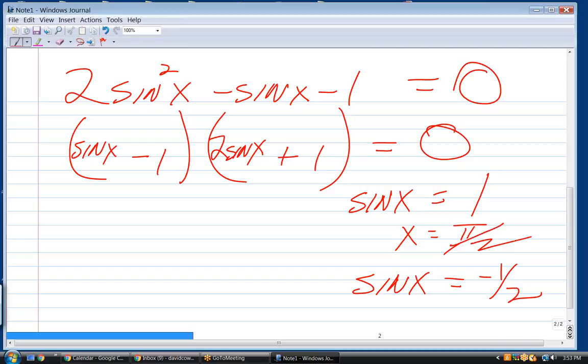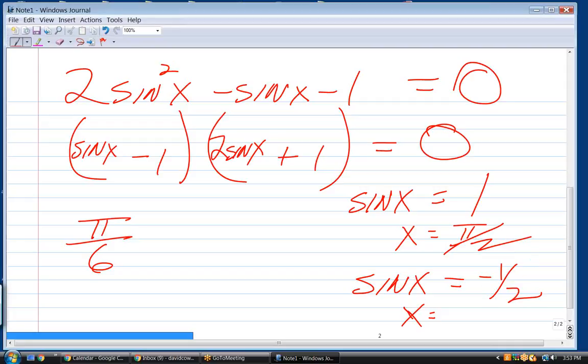Where is the sine equal to negative 1/2? Let's find the angle first, and then figure out which quadrants we need to be in. So where's the sine equal to 1/2? Pi over 6, it's 30 degrees. Right? Sine of 30 is 1/2.